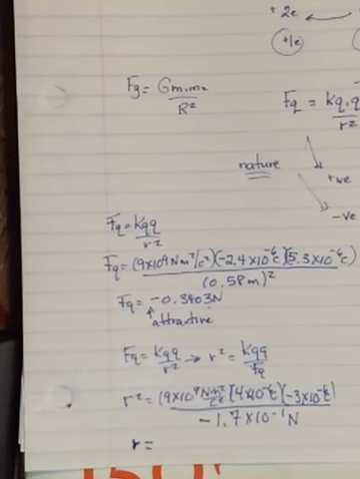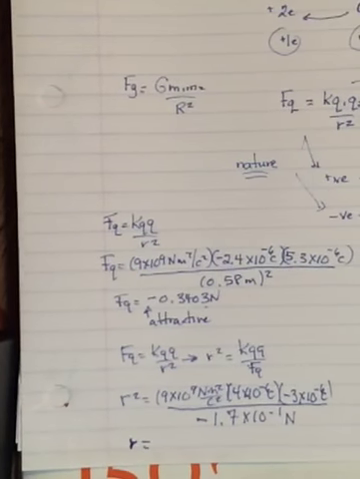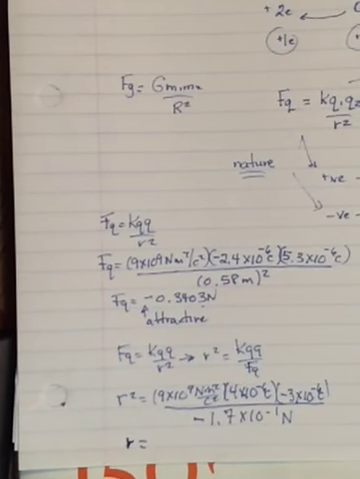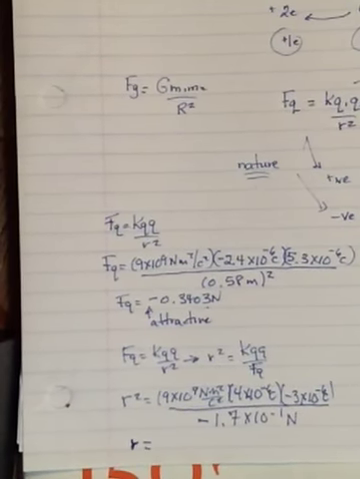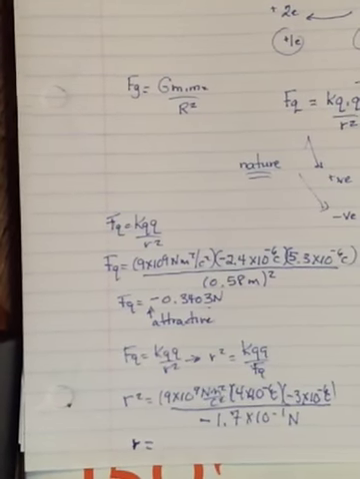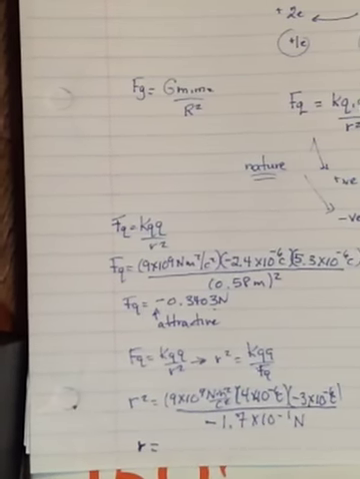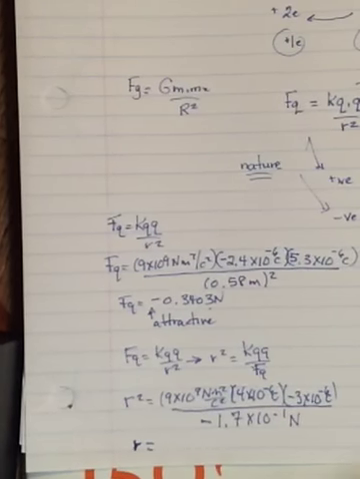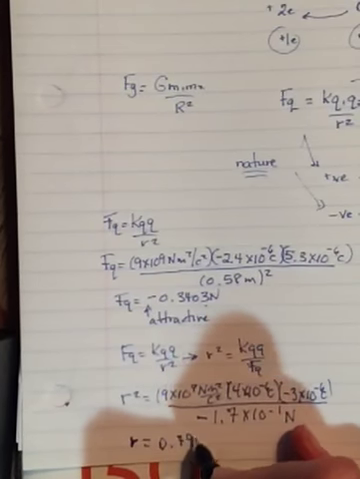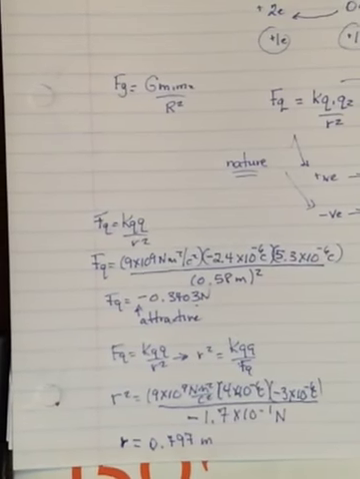So now you punch in 9 to the 9th times 4 to the negative 6 times 3 to the negative 6, and that's a negative, divided by negative 1.7 to the negative 1. And then you take the square root. And I think you get, assuming I typed it in right, 0.797 meters.